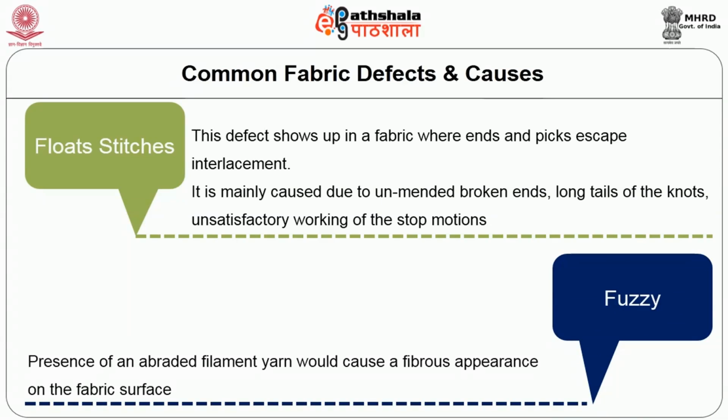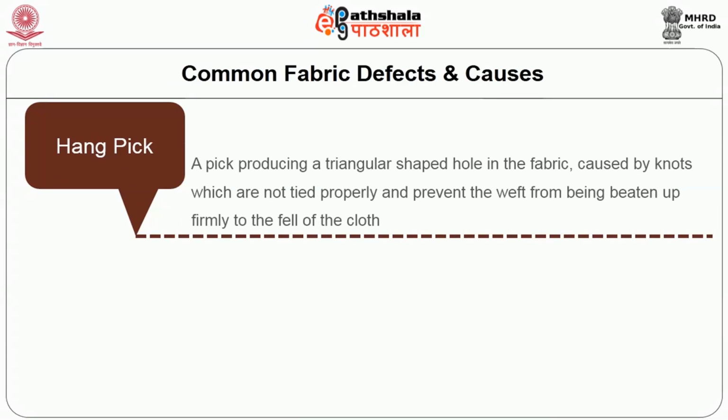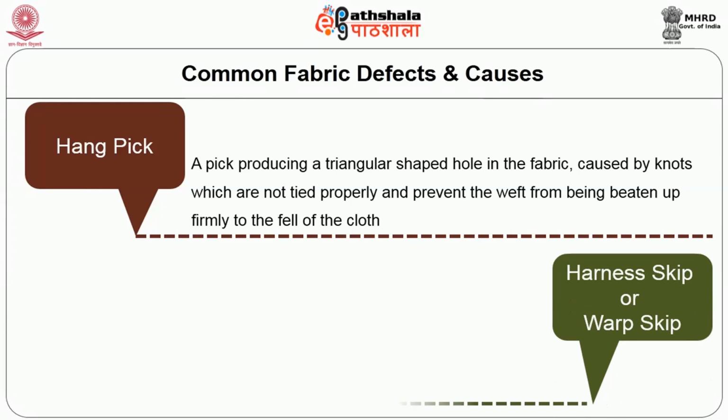The presence of an abraded filament yarn would cause a fibrous appearance on the fabric surface. Hang pick: a pick producing a triangular shaped hole in the fabric caused by knots which are not tied properly and prevent the weft from being firmly beaten up to the fell of the cloth. And the next defect is the harness skip or the warp skip.